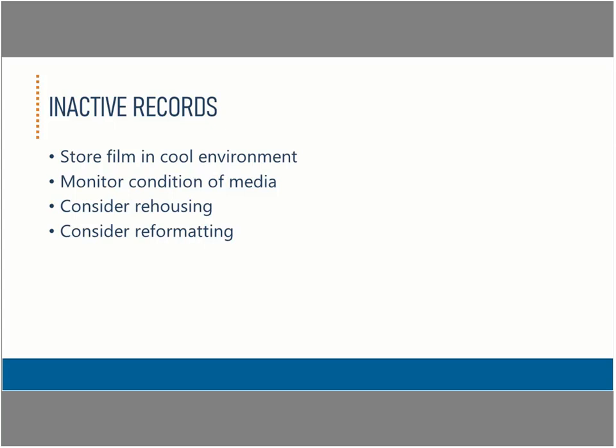One of the things you may want to consider doing for your records is rehousing them, if that's the best choice. An example would be if a film reel is on a metal reel, you might want to replace the core with inert plastic so that it's in a better storage condition, or otherwise make sure that they're in acid-free enclosures.